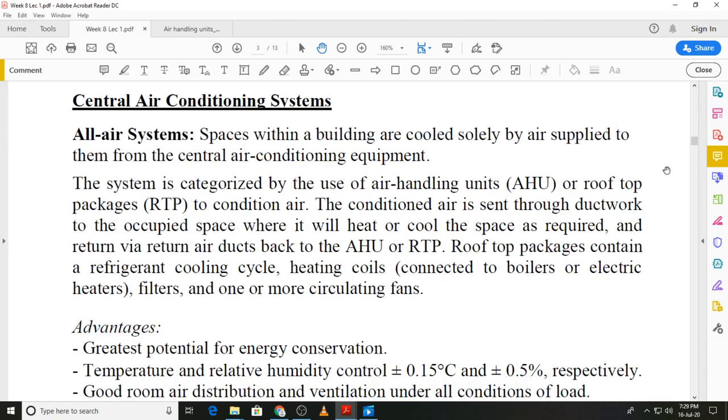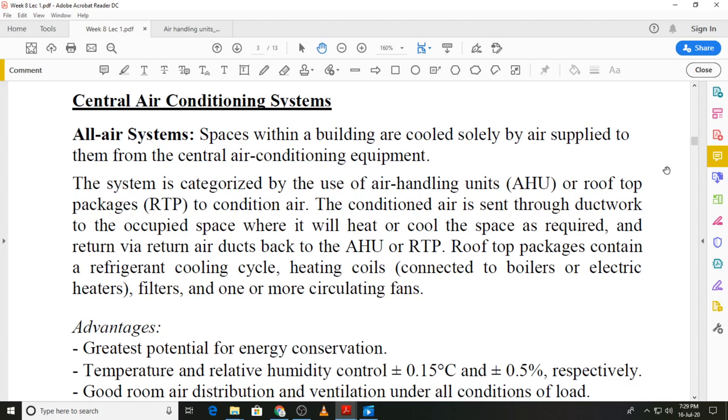We now move on to central air conditioning systems, and there are three broad categories. The first is all air systems. We distinguish between these categories according to the mode of energy transfer, that is, how we carry energy from the conditioned space. If it is done solely through the use of air within the conditioned space, that is known as an all air system. And that all air system, which we will look at later on, requires the use of air handling units or rooftop packages through which the air is conditioned.